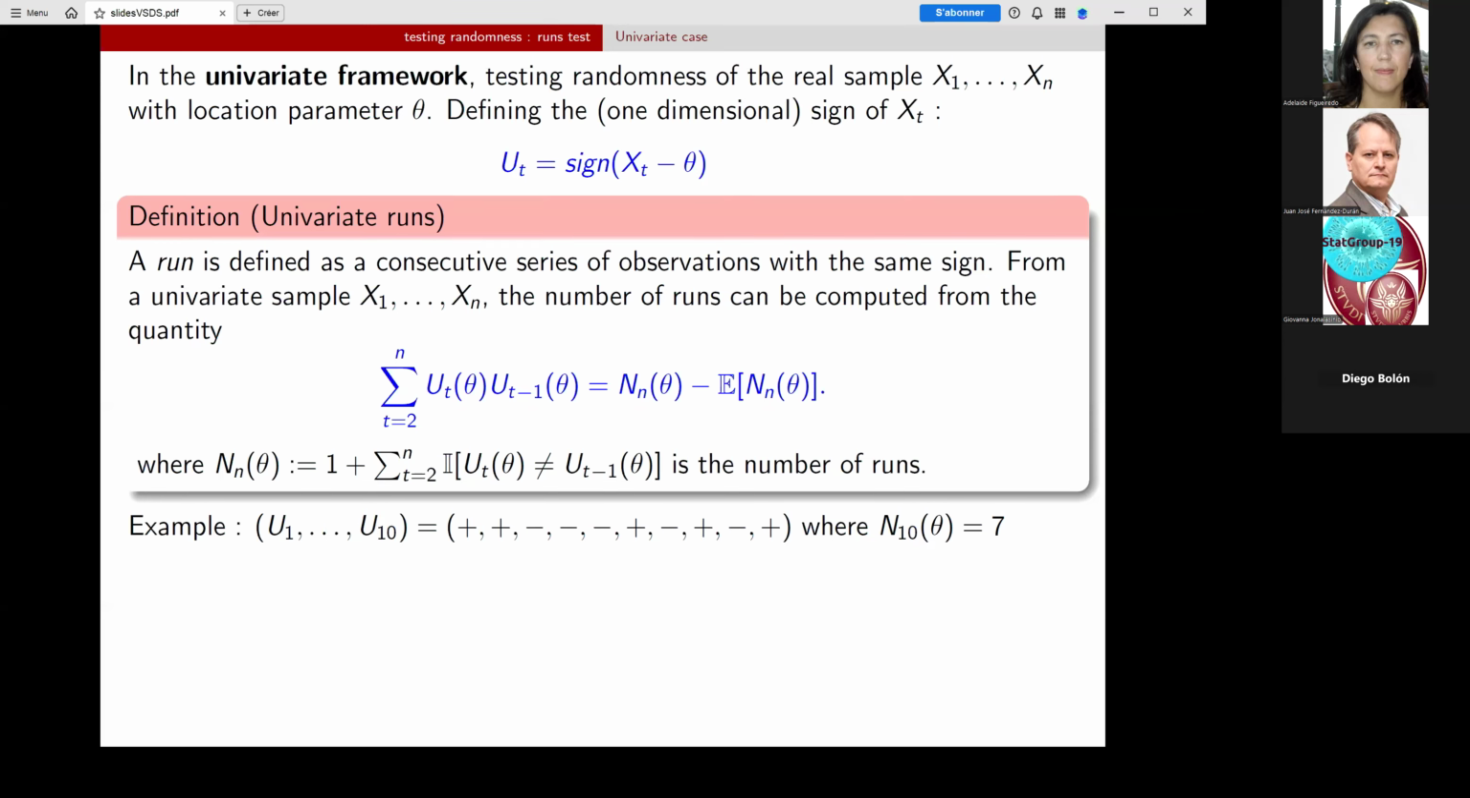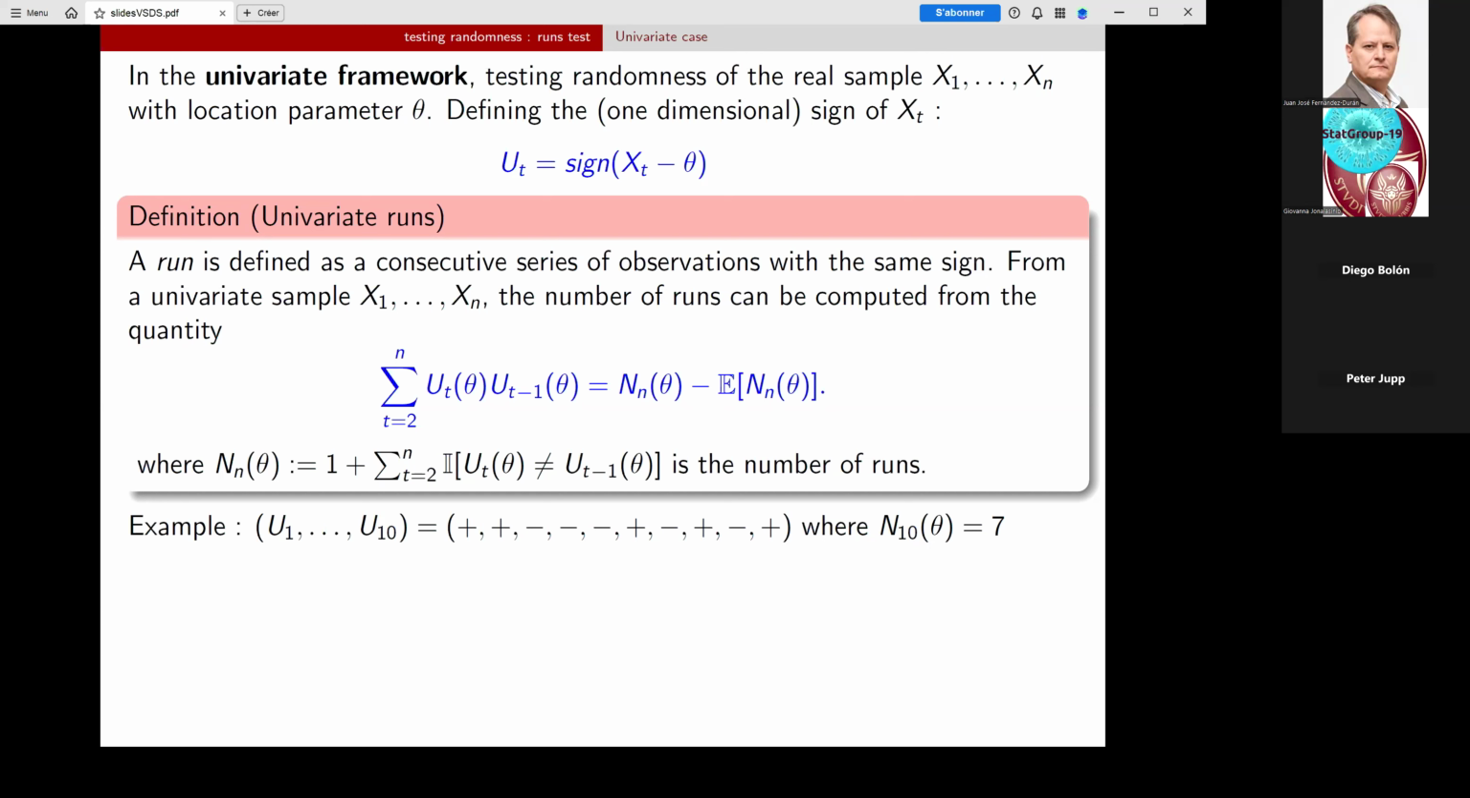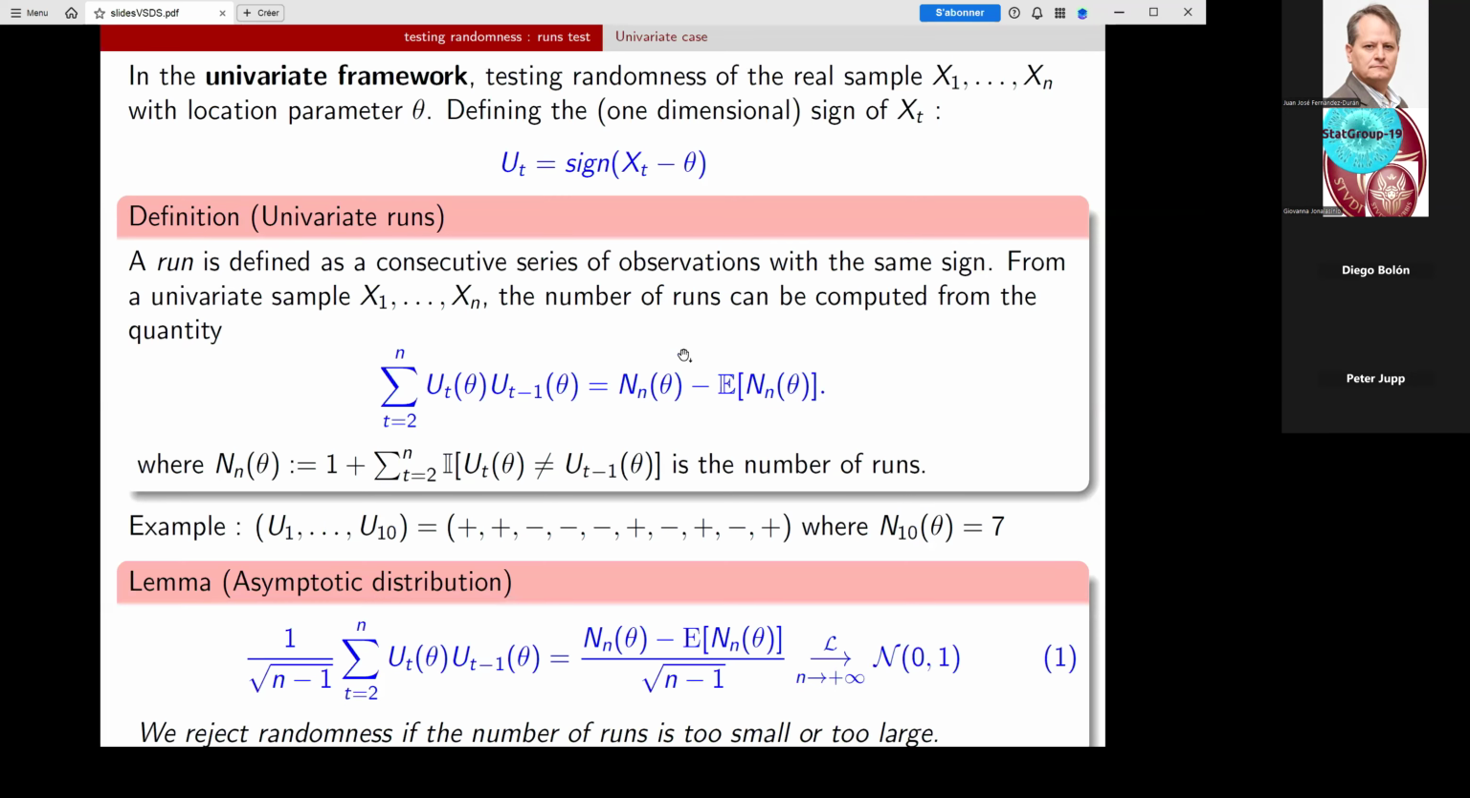The idea is, if you have total randomness, you will have a kind of Bernoulli of one half, positive and negative. So you can define the runs this way. It's an easy example, and we are in the univariate case. You have the limiting distribution, which is a Gaussian. Of course you can construct a test to reject the randomness if the number of runs is too small or too large.